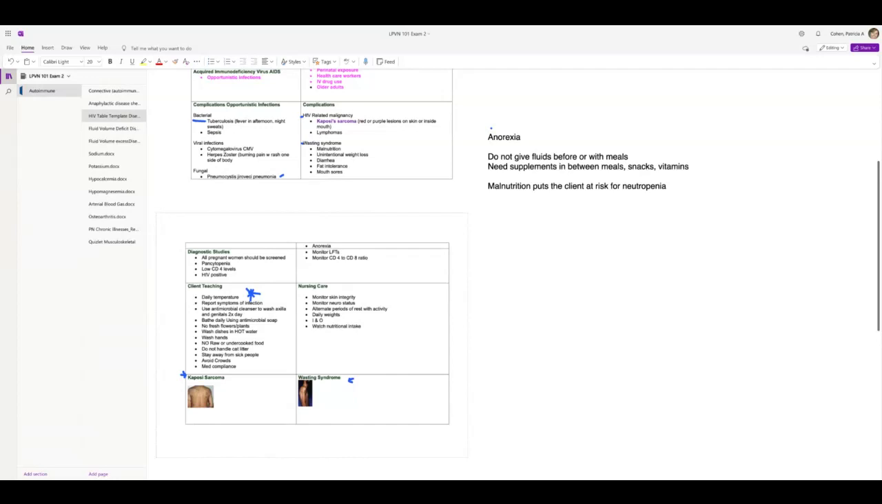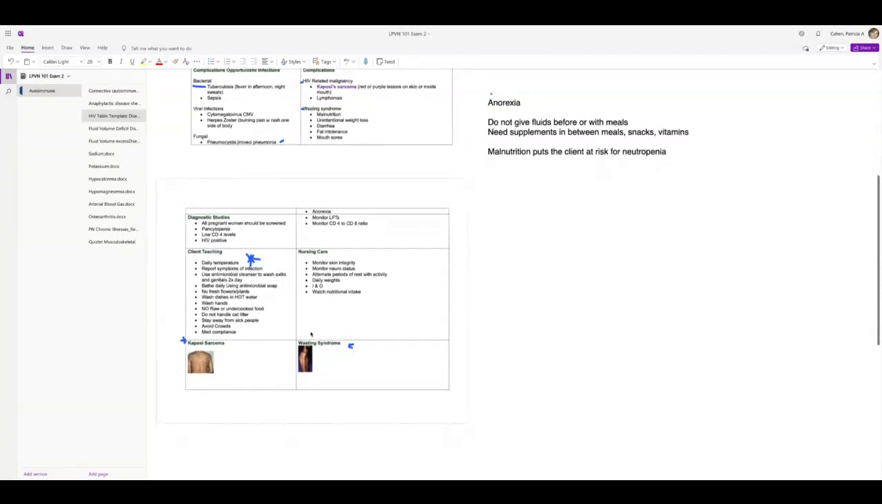No fresh flowers or plants. So that should sound familiar. Don't empty the kitty litter. Stay away from sick people. Avoid crowds. Okay. They cannot eat raw or undercooked food. No fresh flowers. Wash dishes in hot water and wash their hands. And maintain medication compliance. All right.